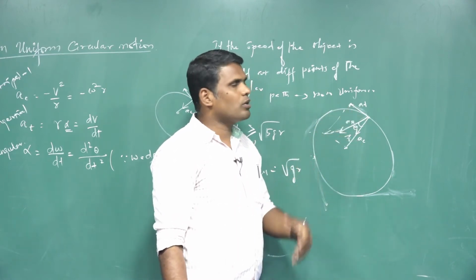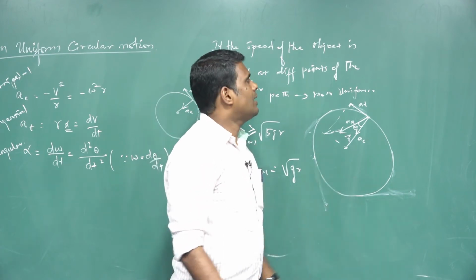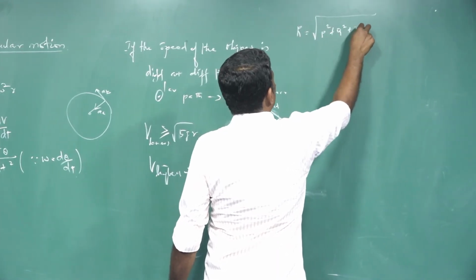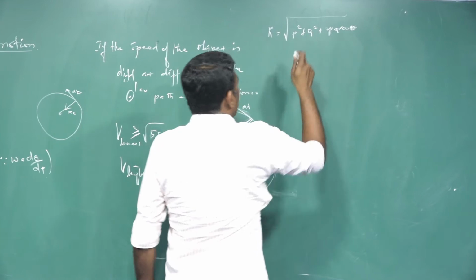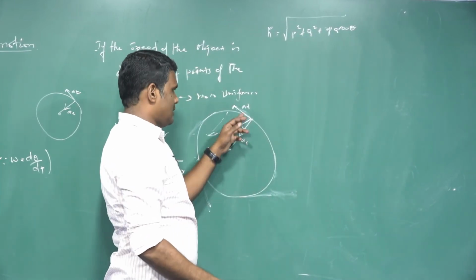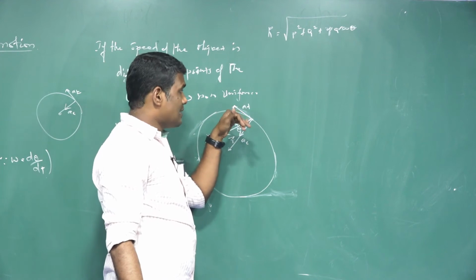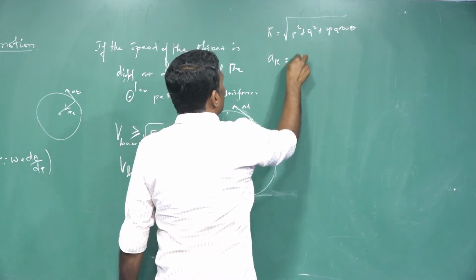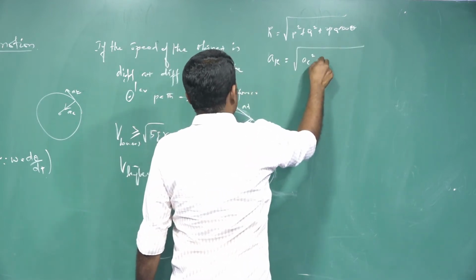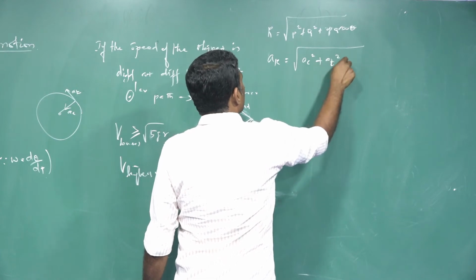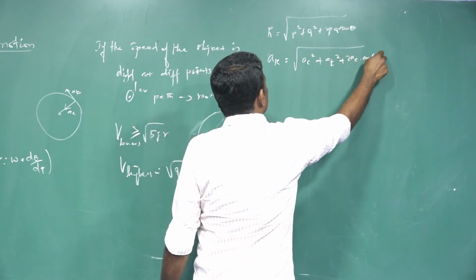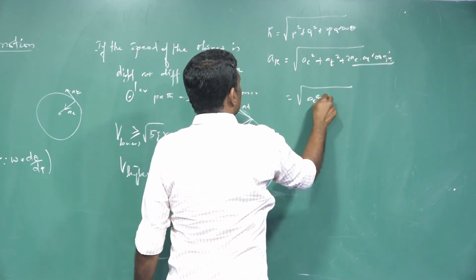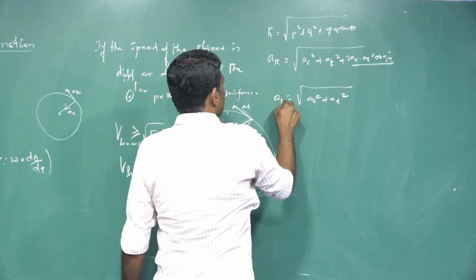As you know, the magnitude of the resultant vector can be expressed as R equals square root of P square plus Q square plus 2PQ cos theta. As you know, P and Q are the two vectors. Here, AC, centripetal acceleration, is one vector, and tangential acceleration is another vector, for which the magnitude can be calculated as AR. AR equals square root of AC square plus AT square plus 2 AC AT cos 90. Cos 90 is 0. So this term will simply be equal to AC square plus AT square. This is the resultant acceleration.